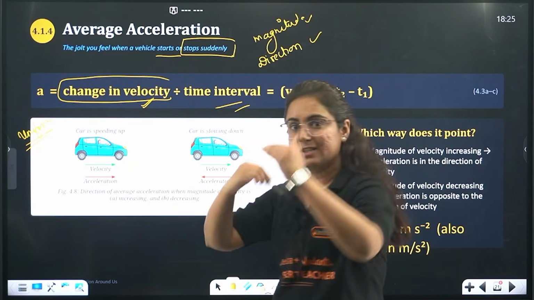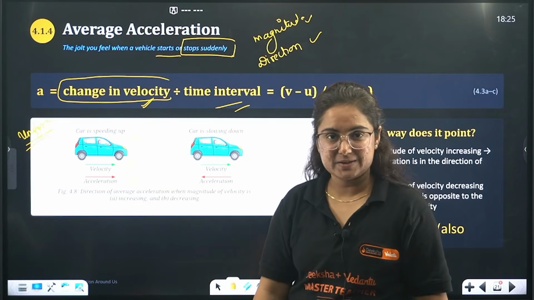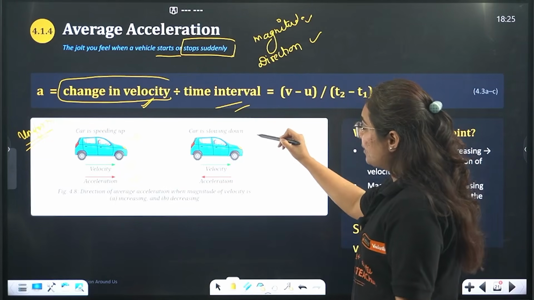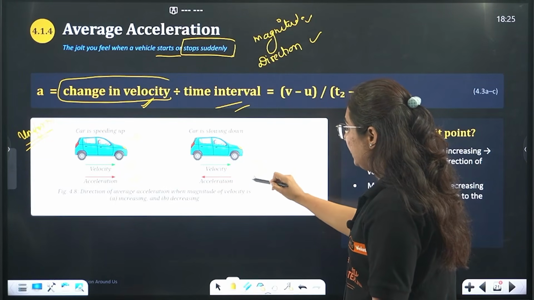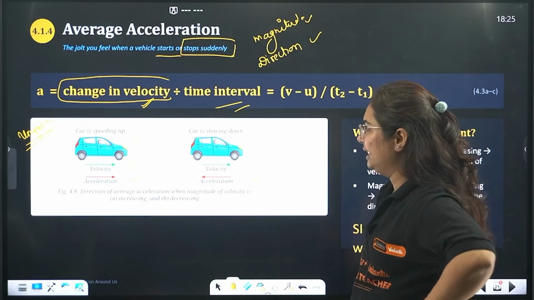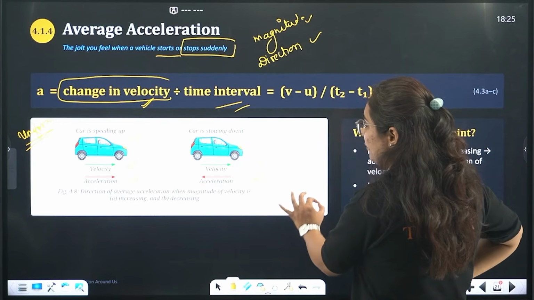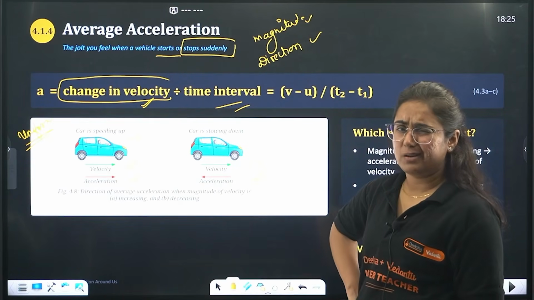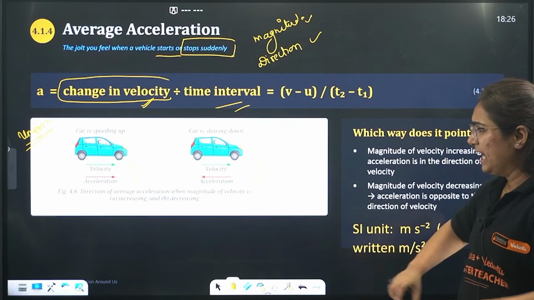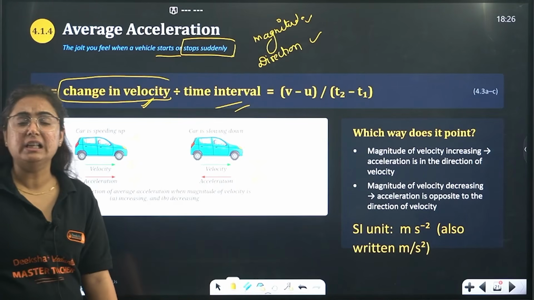Velocity is increasing, and hence the acceleration will increase. You will feel that jolt. When the car slows down, the velocity will decrease and the acceleration will decrease. Now what is this? Direction of average acceleration when the magnitude of velocity is increasing and decreasing. We will understand this in some time.